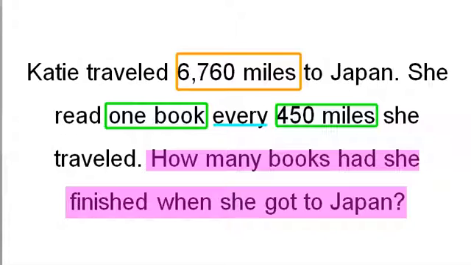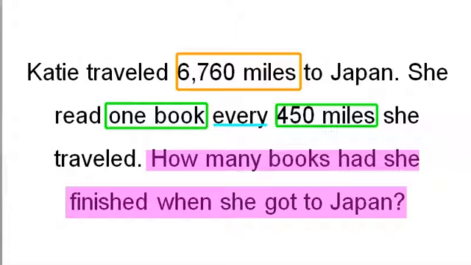Using that clue word every, we know that we can use two different operations, and those two different operations can be multiplication, and then they can also be division. So I want you to think about how that would look. So we're taking 6,760, and we are either going to multiply it or divide it by 450 to figure out how many books that would be. So think about what your visual would look like.